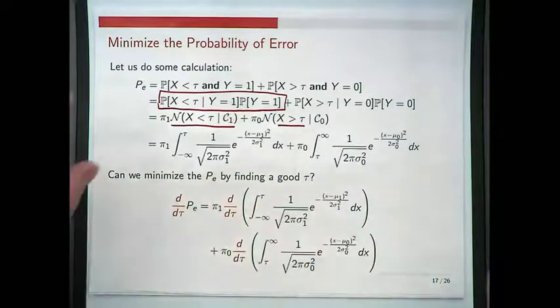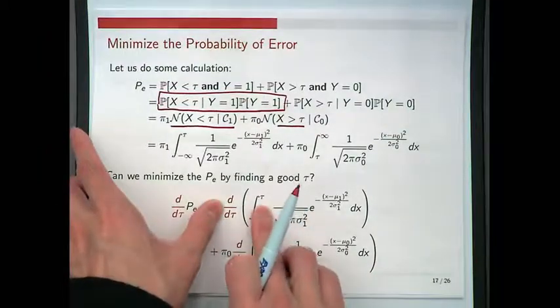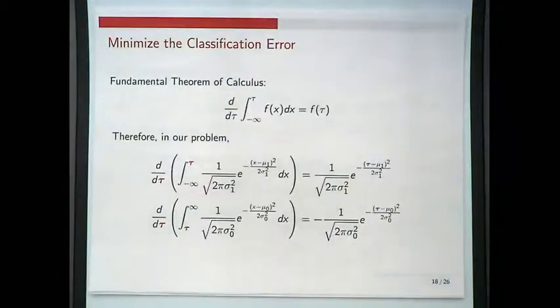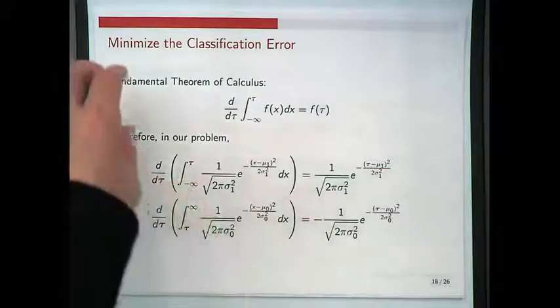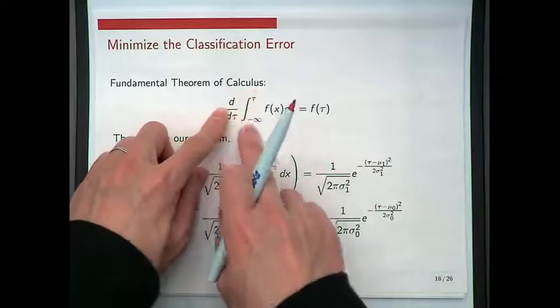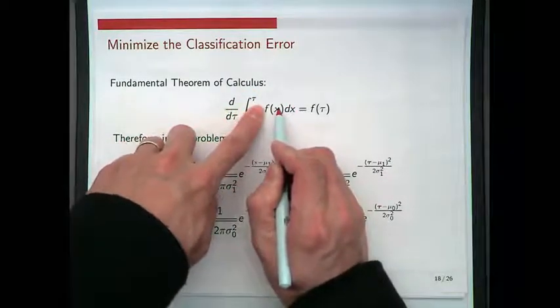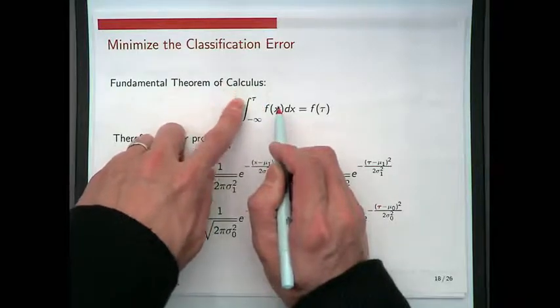But that's not the end of the world, because we know that taking the derivative of an integral can be done using a thing called the fundamental theorem of calculus. It says that when you take the derivative of this integration, this tau can just be plugged into whatever you have inside the integral. So that's freshman calculus.